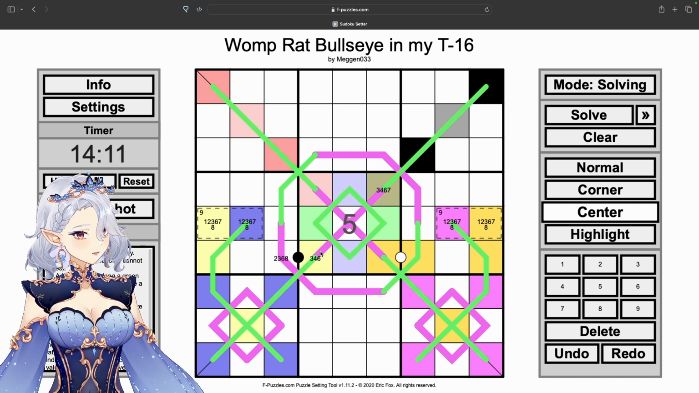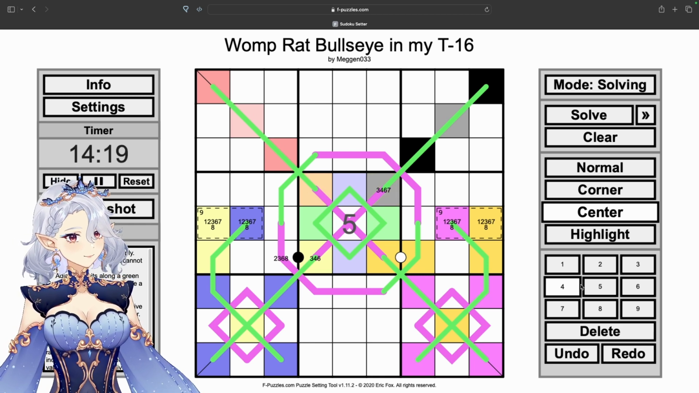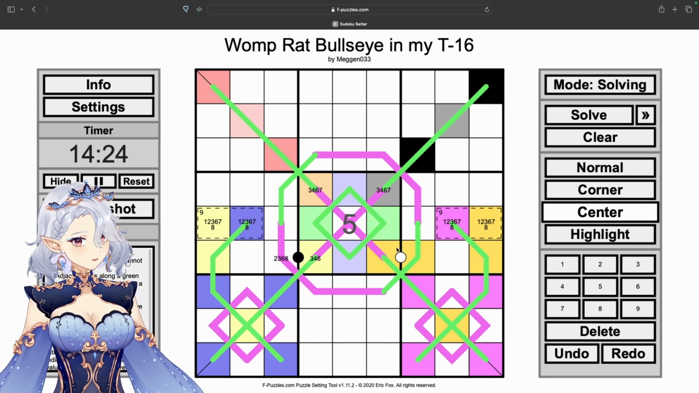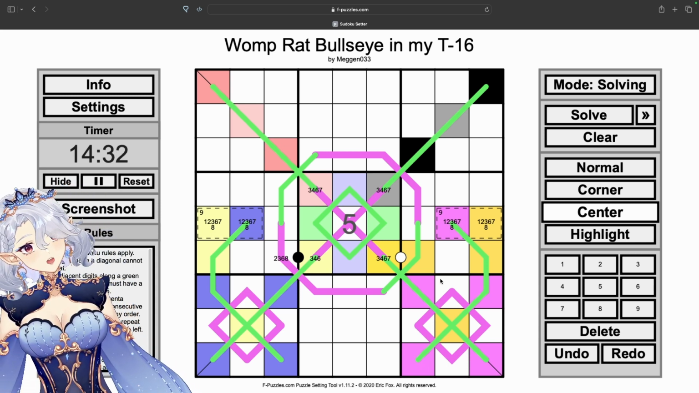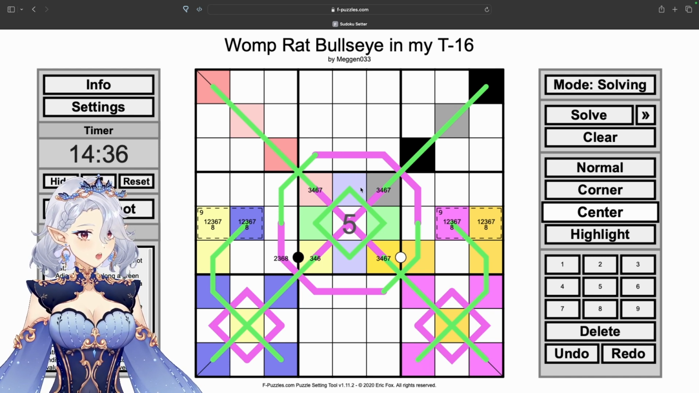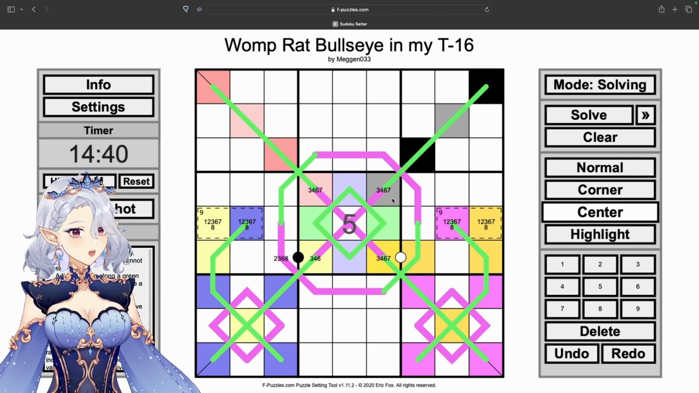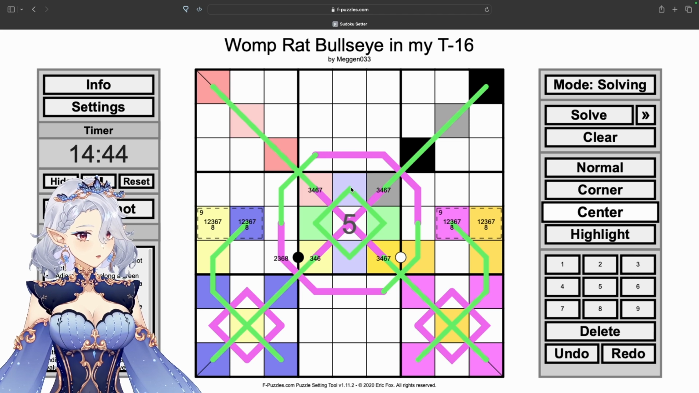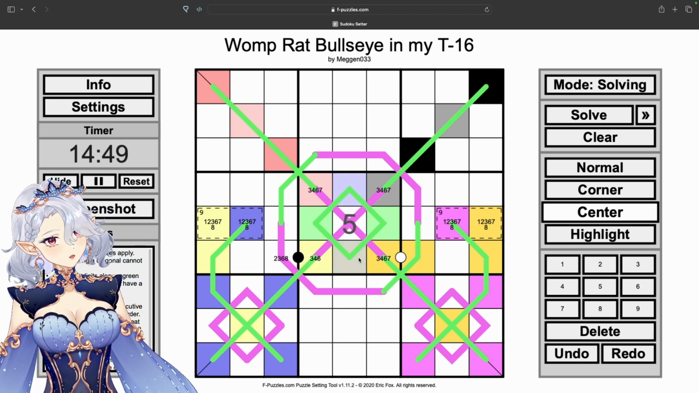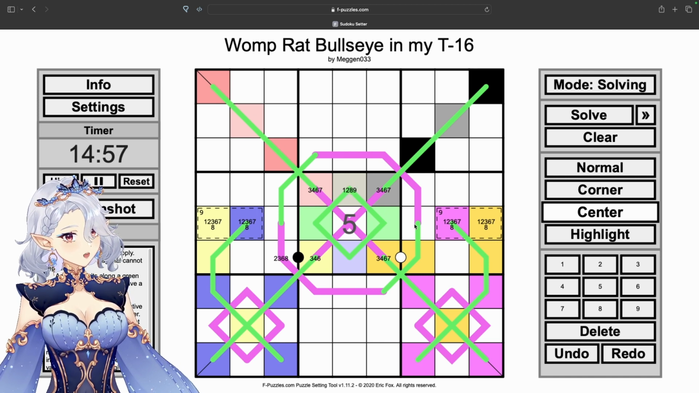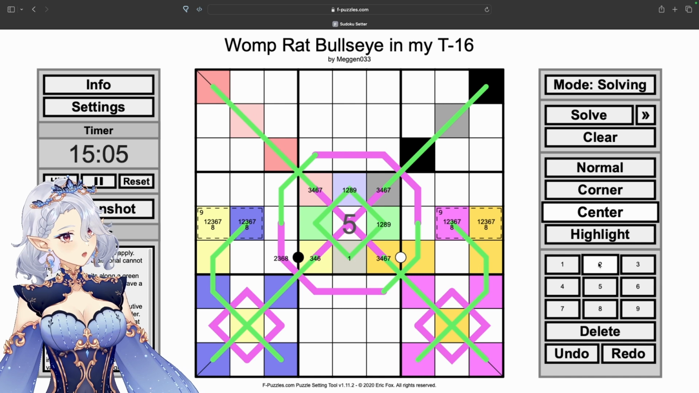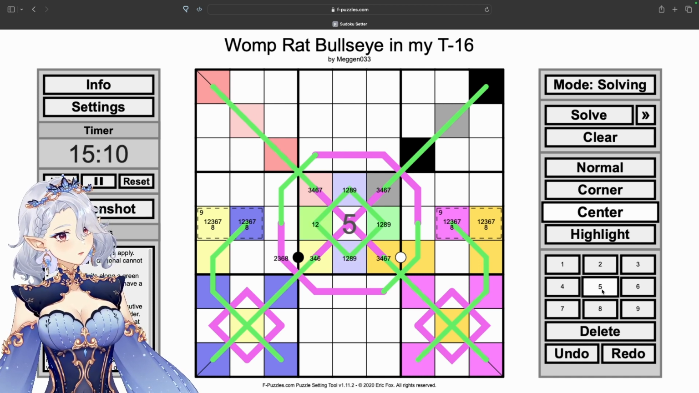Can I do anything else? I mean, I can do the same thing here. 3, 4, 6, 7. And 3, 4, 6, 7. Which gives us, because there are 4 spots in this box where we have these 4 numbers, we cannot put those numbers in any of these 4 spots along the other line. So this means this line consists of 1, 2, and 8 and 9.